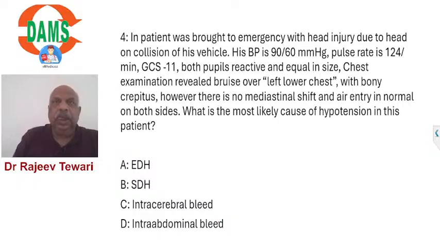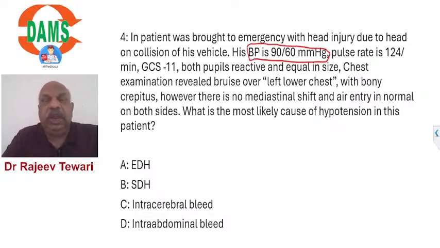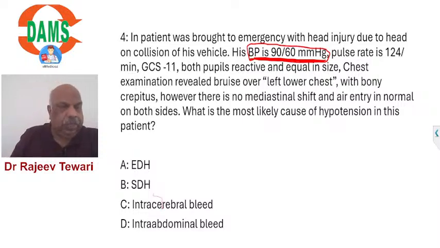Here, a very simple concept. Hypotension cannot be caused by head injury because the cranium does not have so much space to accumulate 3 liters of blood and cause hypotension. In head injury, we have hypertension, bradycardia, Cushing reflex. So if there is hypotension with head injury and no external bleeding, it's inside, it has to be in the abdomen or thorax. So intra-abdominal bleed is what you get here.